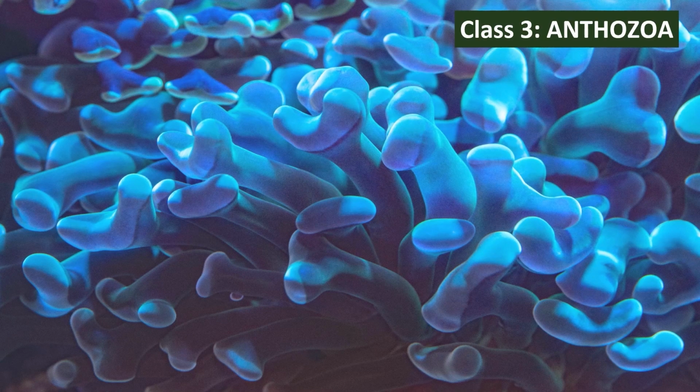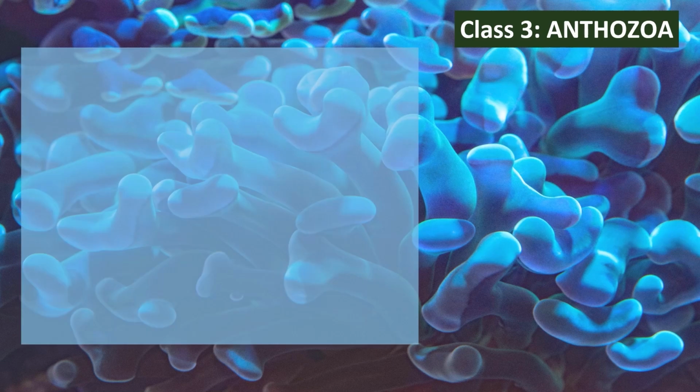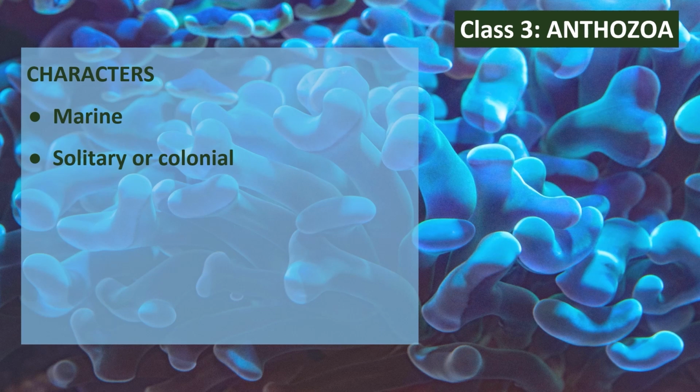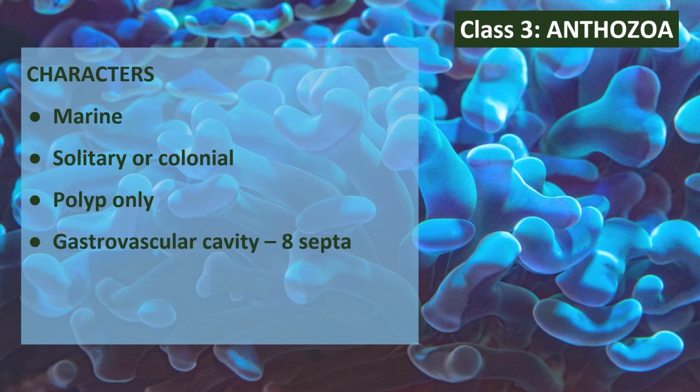Class Anthozoa. The organisms of class Anthozoa are exclusively marine. They are solitary or colonial. All the organisms in their life cycle are only polyps and there is no stage of medusa. The gastrovascular cavity is subdivided by 8 septa or mesenteries. The mesenteries are with nematocysts and gastrodermal gonads.